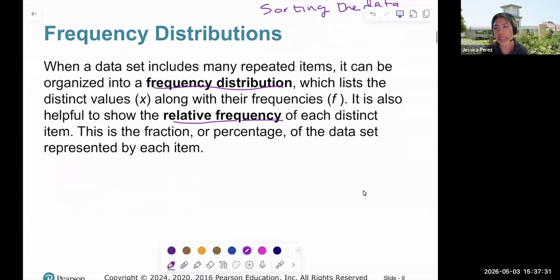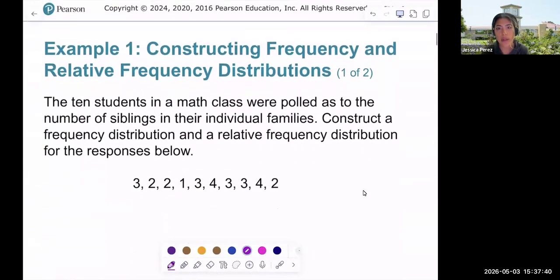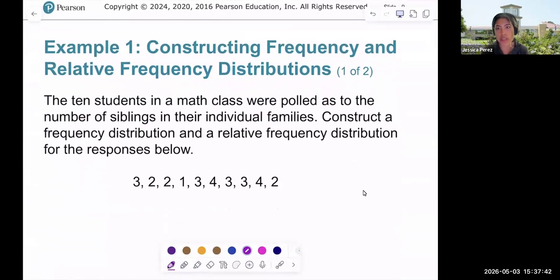So what we're going to be doing is that we're going to be given data and then we're going to be creating that so-called frequency distribution. Let's look at this question. We want to construct a frequency and a relative frequency distribution. 10 students in math classes were polled about the number of siblings in their individual families. We're going to be constructing a frequency distribution and a relative frequency distribution for the responses below.